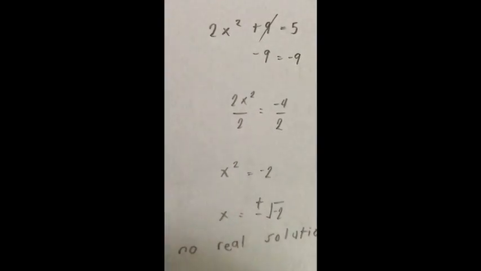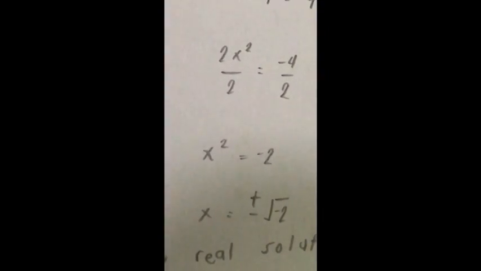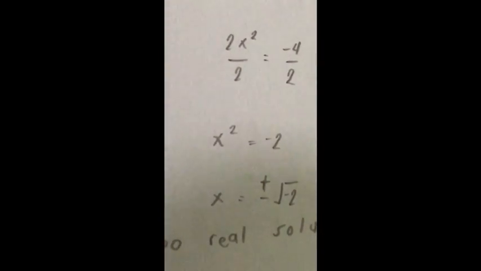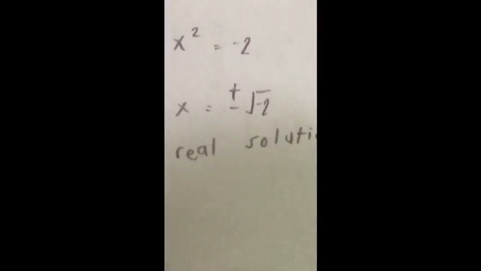That leaves me 2x squared on the left, and on the right I have 5 minus 9, which is negative 4, and then I divide by 2 on each side, and the 2's cancel, and I'm left with x squared equals negative 2. And then to solve for x, to get x completely isolated, I need to take the square root of both sides. So on the left, the square root of x squared is just x, and on the right, when I take the square root of negative 2, I end up with plus or minus. Don't forget the plus or minus, the square root of negative 2.